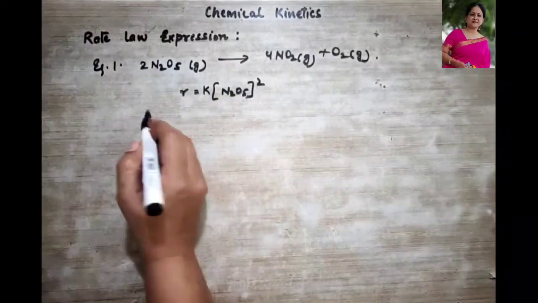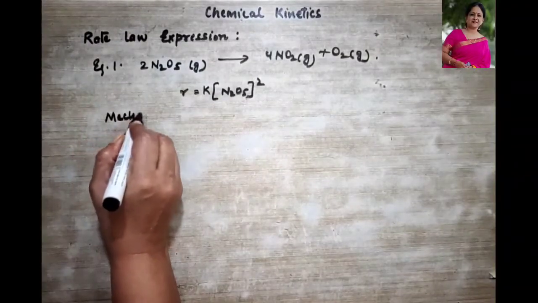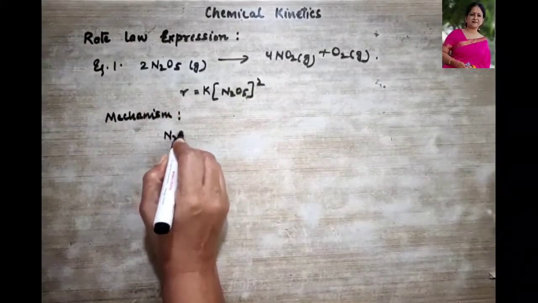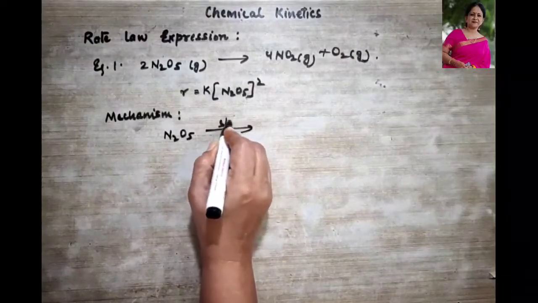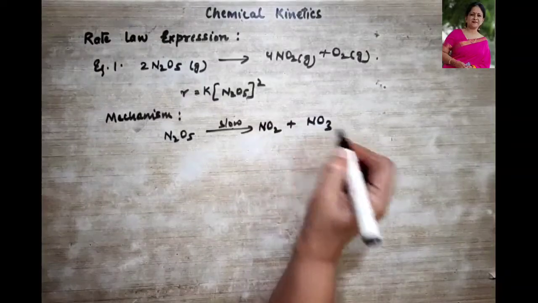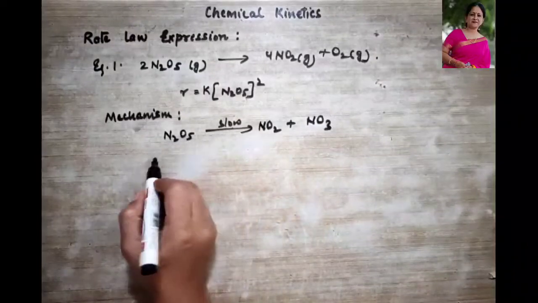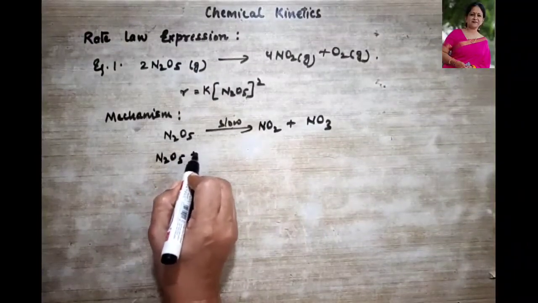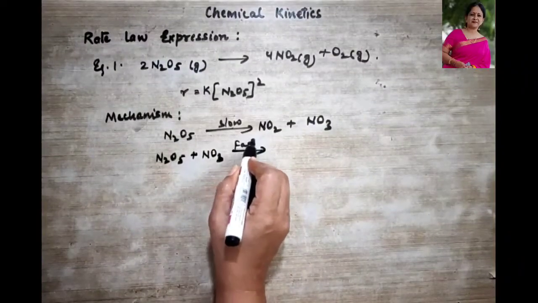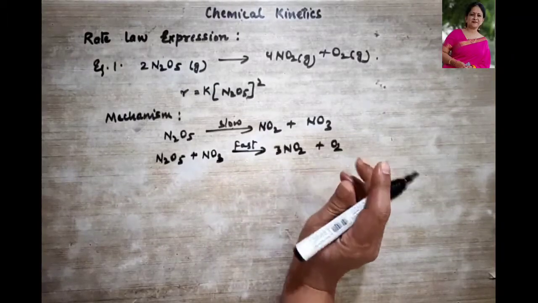So let us look at the mechanism of the reaction. Let me write down over here the mechanism. It goes like this: N2O5 on slow reaction is first going to give us NO2 plus NO3, right? So this is your first step and this is a slow step. Then N2O5 combines with NO3, and further the reaction goes a little faster to form 3NO2 plus O2, right?